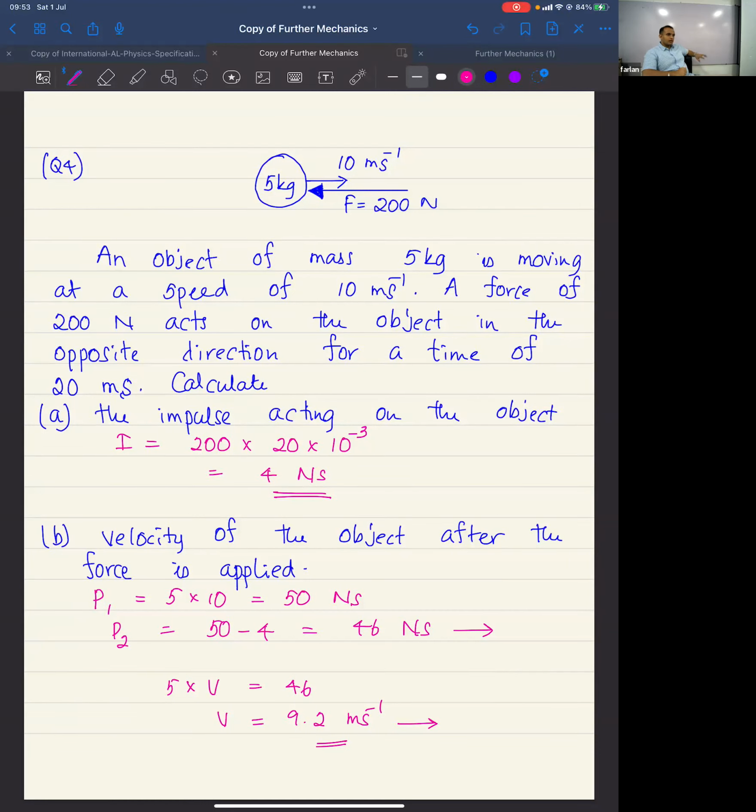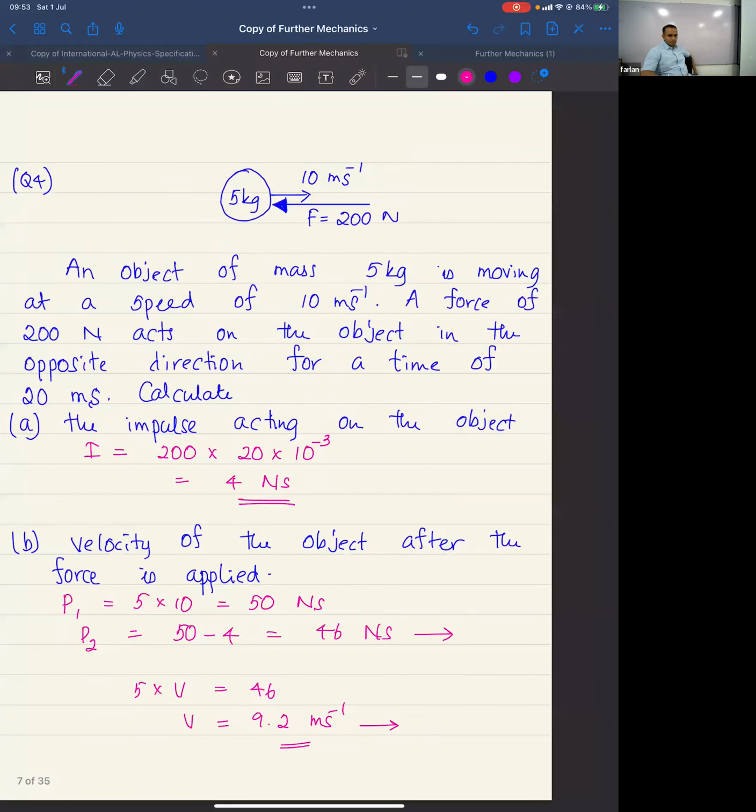So if you can give an impulse more than 50, it will move in the opposite direction. Correct? Let's say you give an impulse of 50. What will happen? It will become stationary. Correct? It is coming at a momentum of 50. You give an impulse of 50 in the opposite direction, and you can stop the object. Or if you give more than 50, it will travel in the opposite direction. Agree?